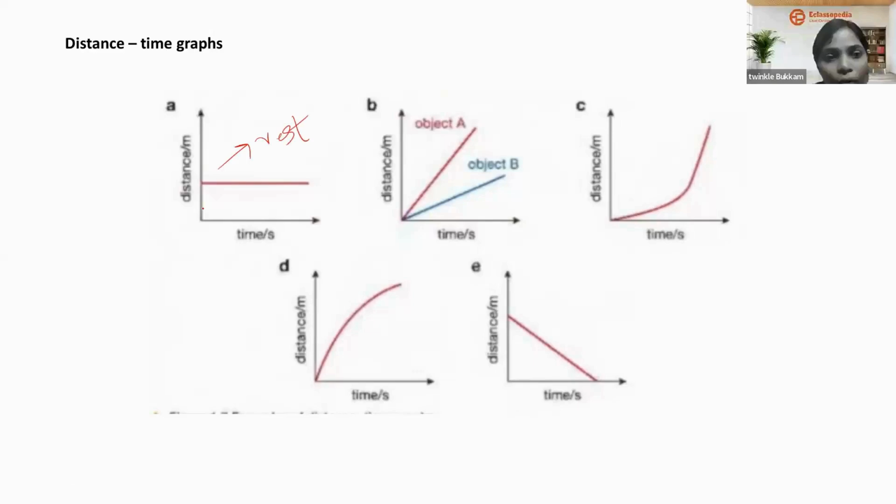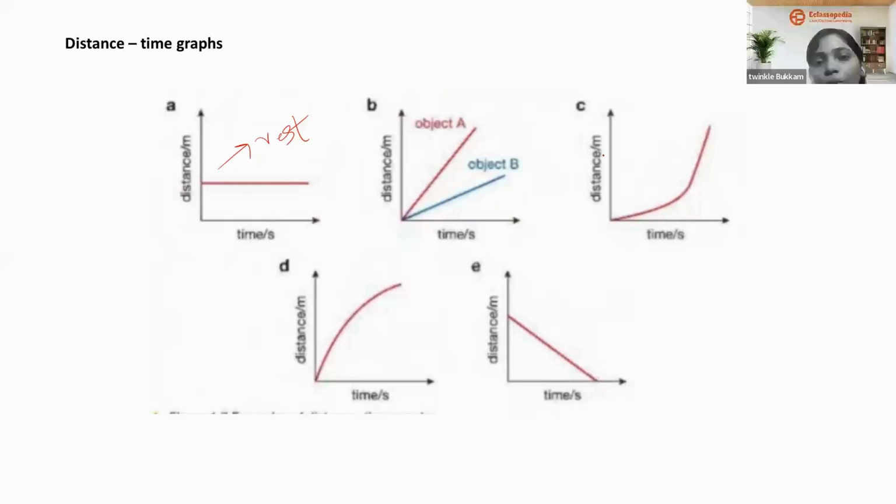Then move to the next graph. Here we can see two straight lines. And in the last slide, I told you that a straight line means uniform motion, right? But there are two lines, object A and object B. That means this graph is for two different objects moving. But object A is slightly higher than object B. That means object A is moving with a higher speed than object B. So this graph is for two different vehicles.